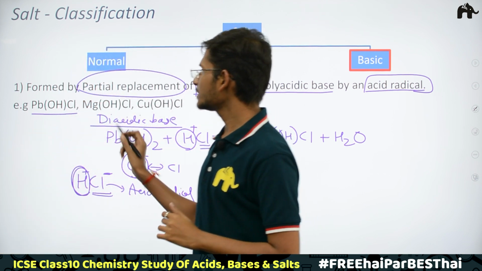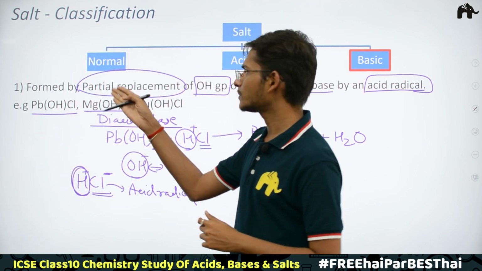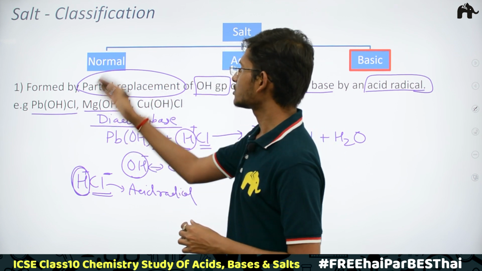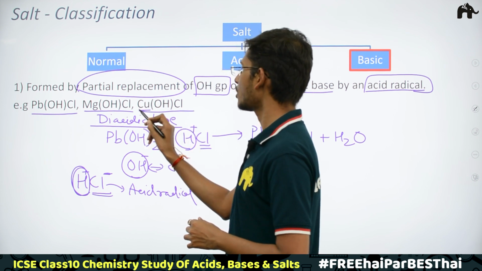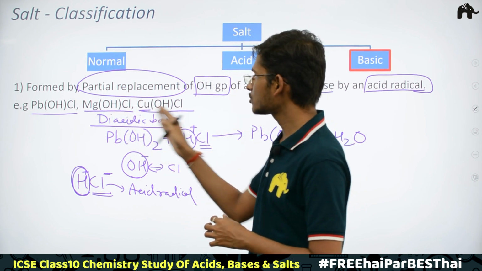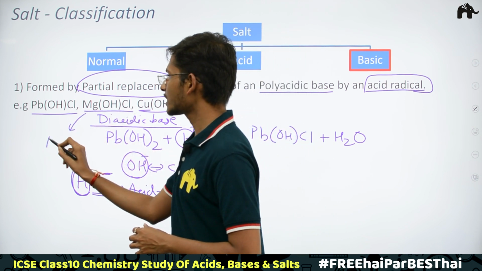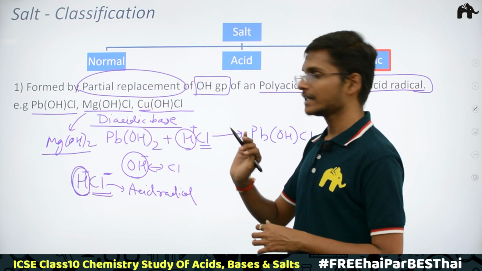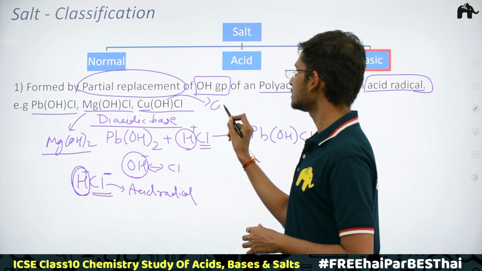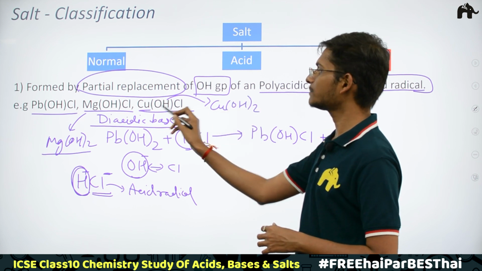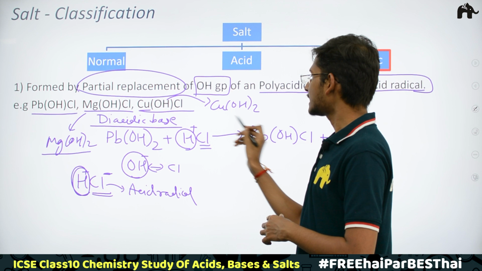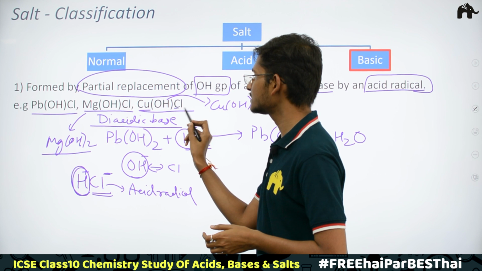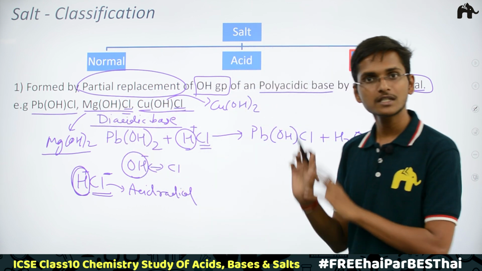Other examples are MgOHCl, just like Pb, you just replace it with Mg, so magnesium hydroxyl group and chlorine group. In place of magnesium you replace with copper, so CuOHCl. This is also an example. These are formed by partial replacement of the OH group of Mg(OH)2, which is a diacidic base. In the same way Cu(OH)2 is formed by the partial replacement of the OH group of the diacidic base by acid radicals. In both cases, the acid radical is Cl minus, just like the Pb(OH)2 type.